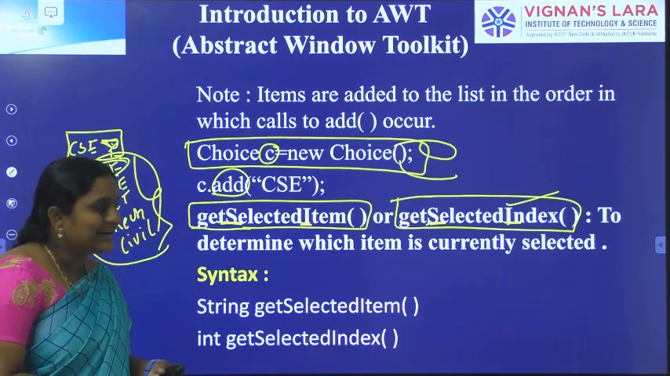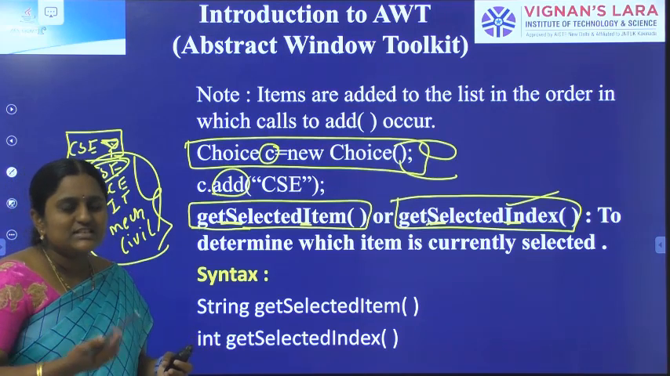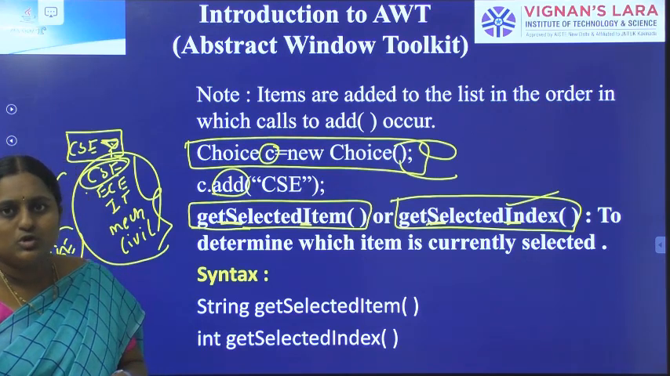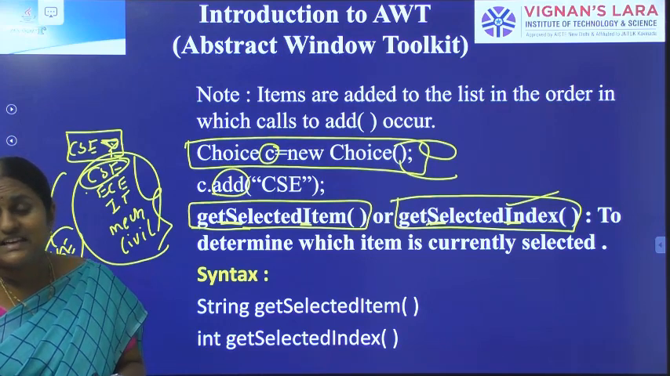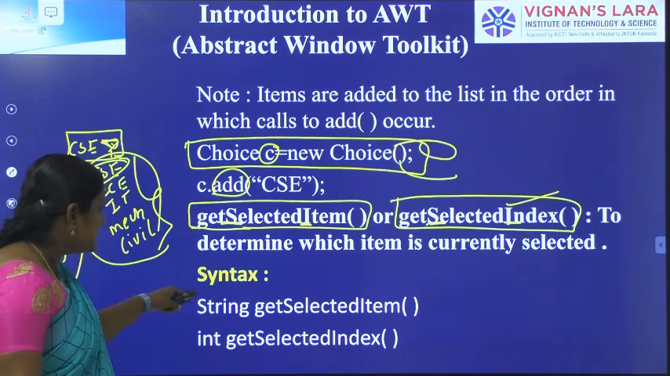Next one, getSelectedIndex. Index means a string index starting from 0 onwards. So which is the current index? Sometimes we have to know. In those situations, this method will help us to determine which index value is presently displayed on the window on the applet surface. Next one, syntax.